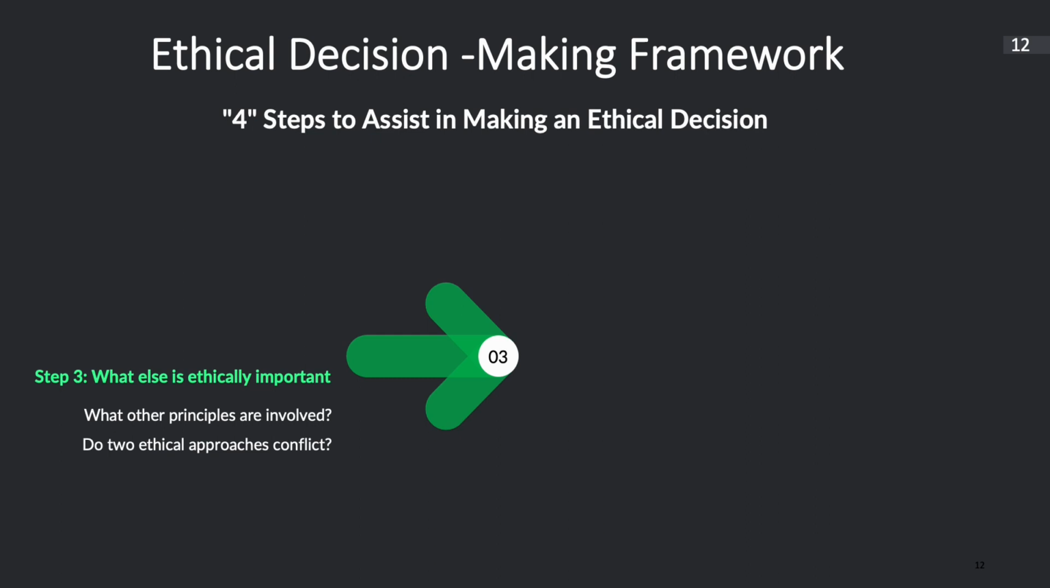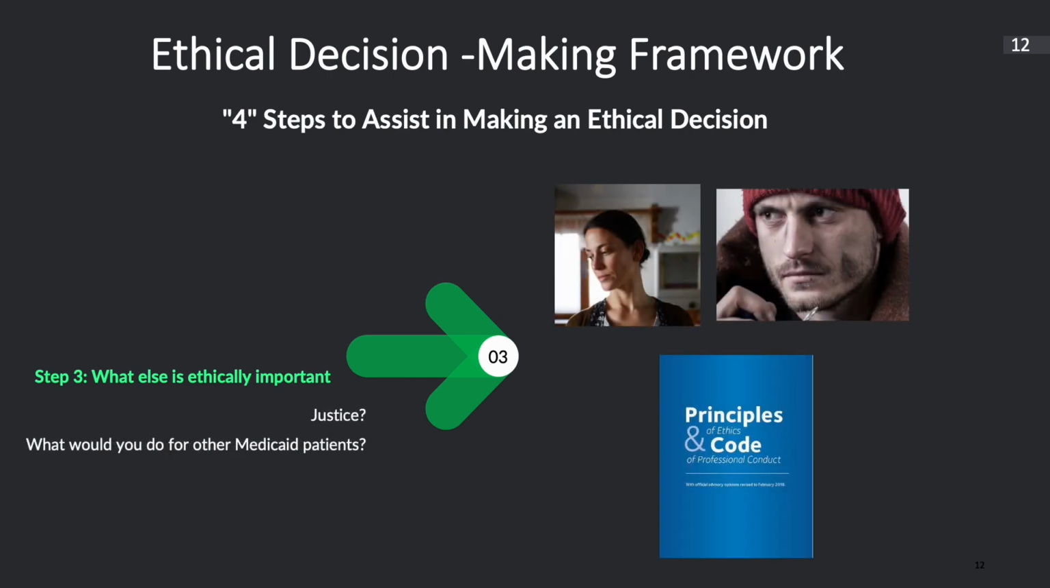The third step, what else is ethically important? Again, are multiple principles of ethics conflicting here, or are they involved and may not work together or align quite as well as you'd like? Well, one thing I can think of is justice. Regardless of what you do, would you be able to provide the same care for all Medicaid patients, or are you only doing this for him, regardless of how you approach it?